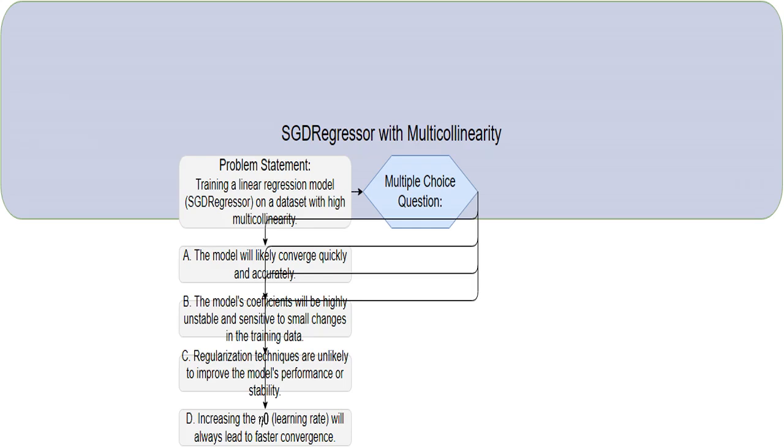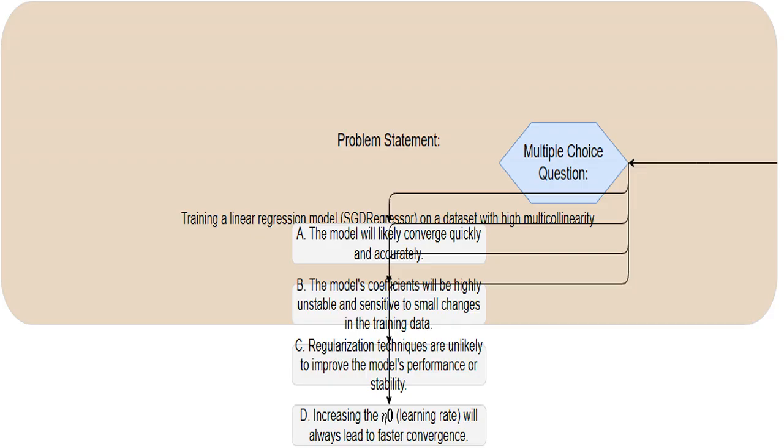We're using SGDRegressor, a type of linear regression model that uses stochastic gradient descent. The key here is stochastic, meaning it updates its parameters based on small batches of data, not the whole dataset at once. Multicollinearity means that some of our input features are highly correlated, which is problematic. For this model, I'm training a linear regression model using SGDRegressor on data with a lot of multicollinearity. I need to figure out which statements about the model's behavior are true. This means considering how multicollinearity affects its convergence speed, the stability of its coefficients, and the effect of regularization and learning rate. It's a conceptual problem, not a computational one.